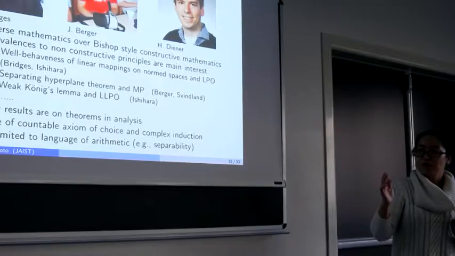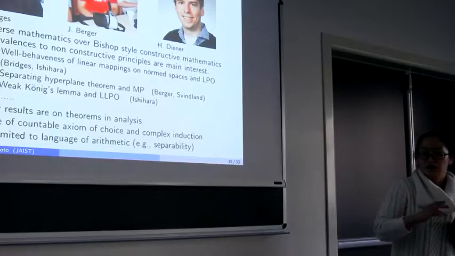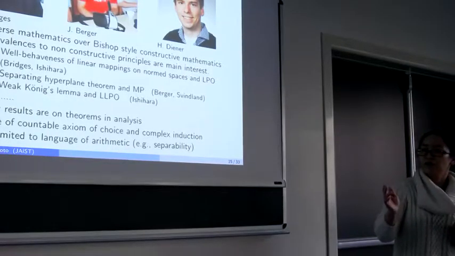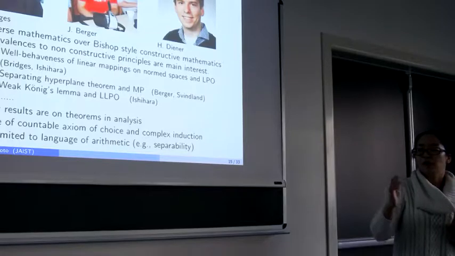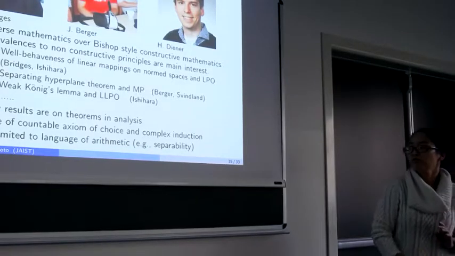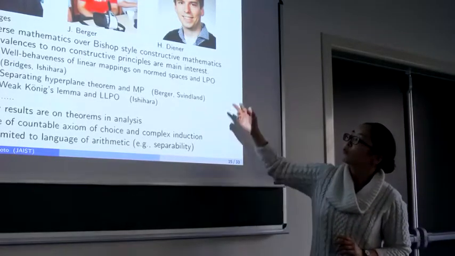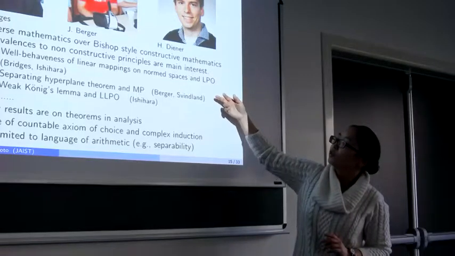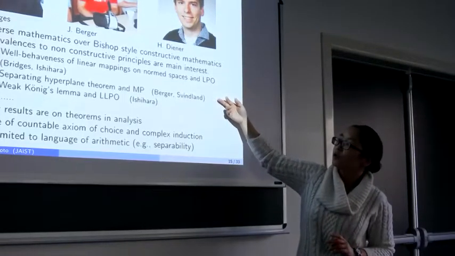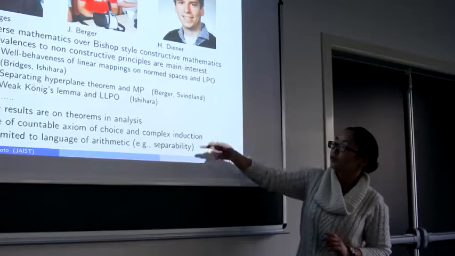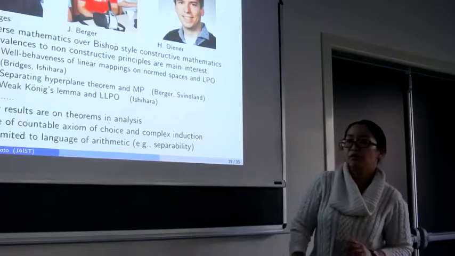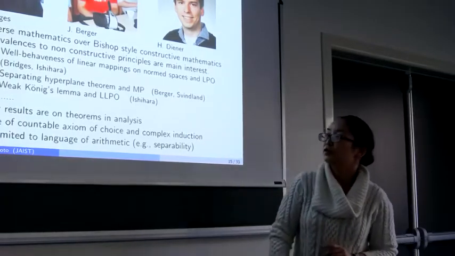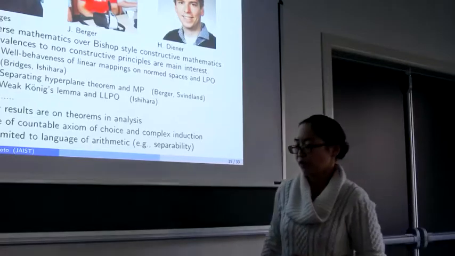So we cannot consider any field or any vector space, but we always need a countable or separable assumption. And in, for example, this separating hyperplane theorem they use, they didn't assume any separability for the space. That is one feature of this general style of reverse mathematics.